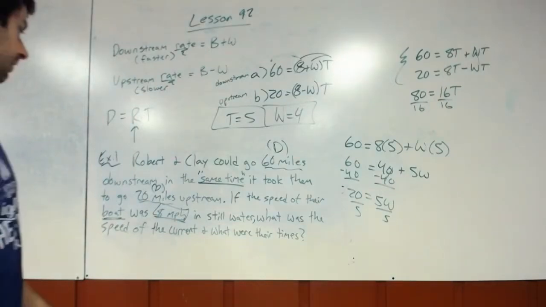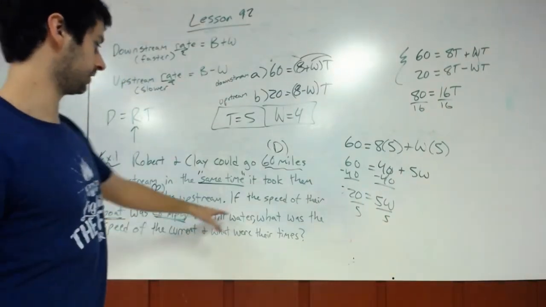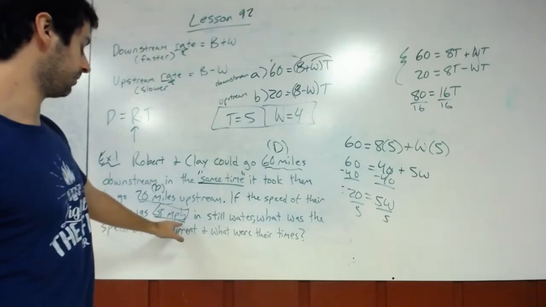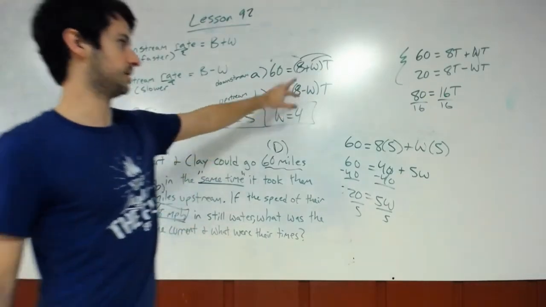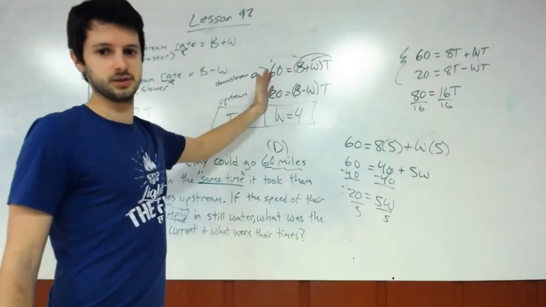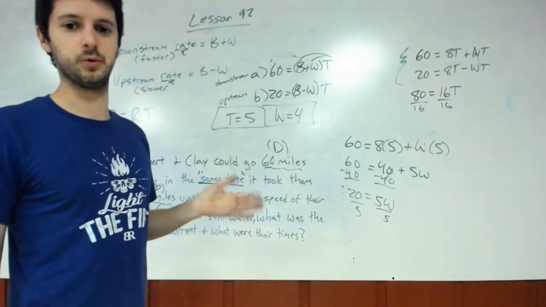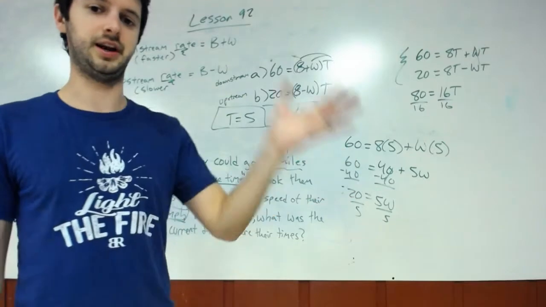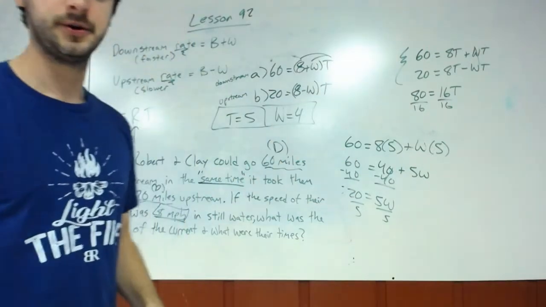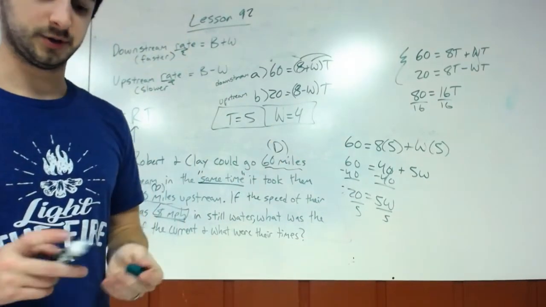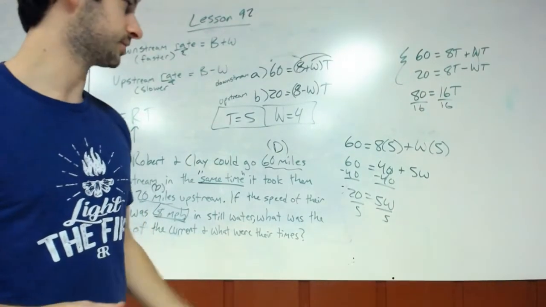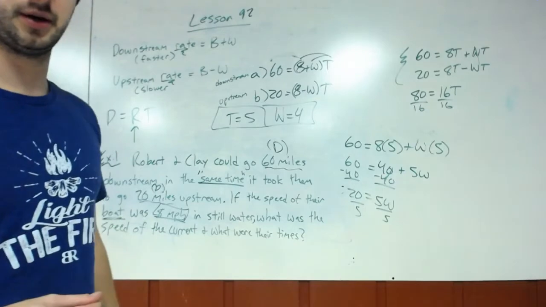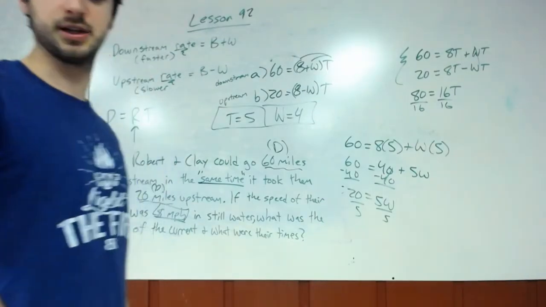I said in still water earlier, it said if the speed of their boat was 8 miles per hour in still water. That didn't tell us the W was actually still. It just told us that's how fast the boat would go when the water was still, when it didn't have any current against it or for it. But anyways, just wanted to explain that. But that is how you do boat in the river problems. Just distance problems, just plugging in B plus W for downstream or B minus W for upstream.